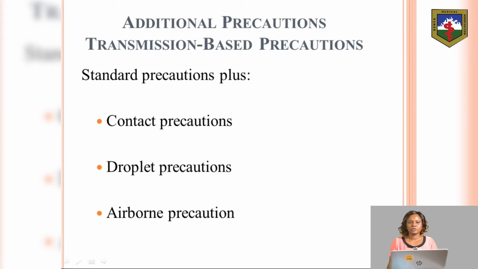The standard precautions are used together with additional precautions, the ones we call transmission-based precautions. This is just like asking yourself, what is the mode of transmission of this disease? Then you take your precaution. There are three: the contact precautions, droplet precautions, and airborne precautions.